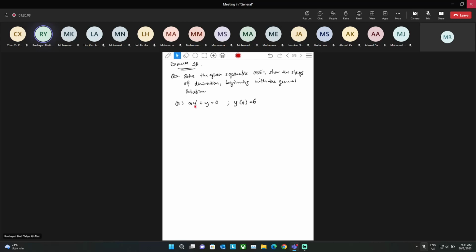So this is a differential equation. This is the solution. Okay. Solution, sorry, initial condition. Okay. So the solution, the first one, what? Separate, right? So x dy over dx plus y equal to 0.